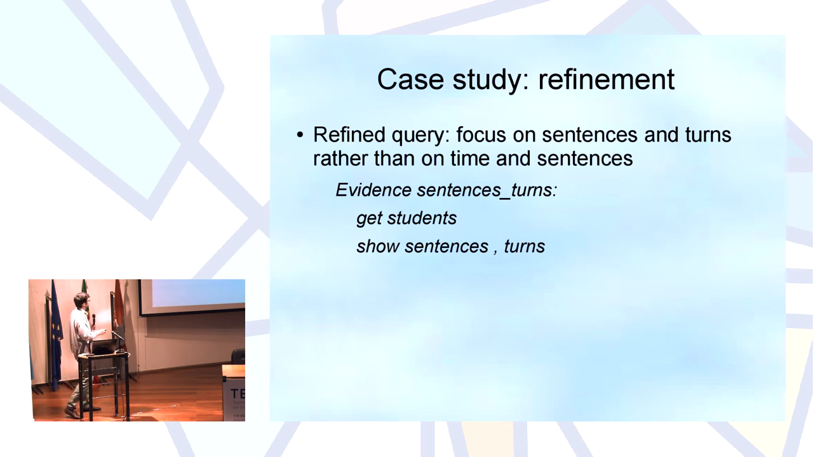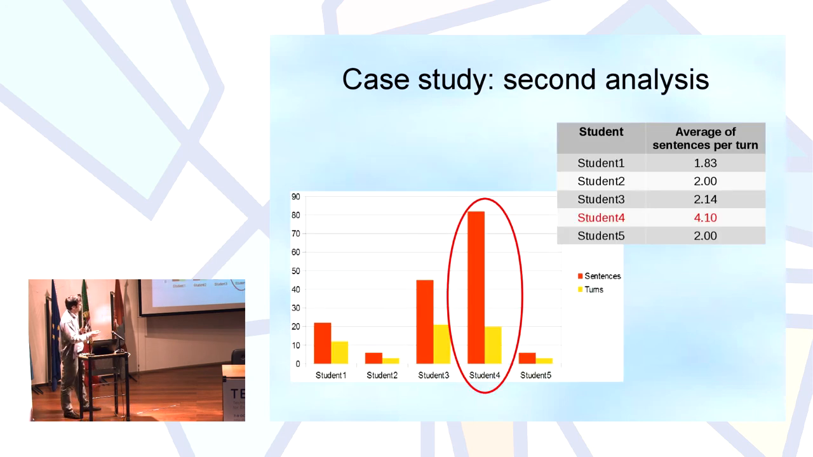Then the teacher can easily refine the query and say, okay, I will focus on sentences per turn rather than time on sentences. So you can give the sentences, and instead of writing time, you say turns, and then you get another comma-separated values file where you can see the difference is even higher for this student. And you make the chart and you can see that the student really needed lots of sentences and didn't take so many turns. So for every turn, he had to write many more sentences than the average.